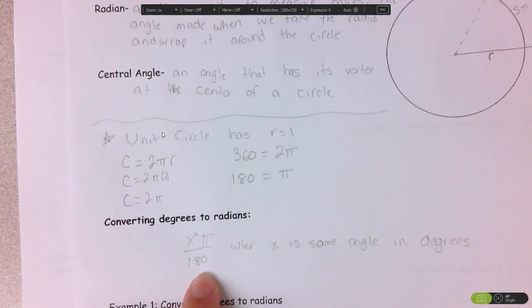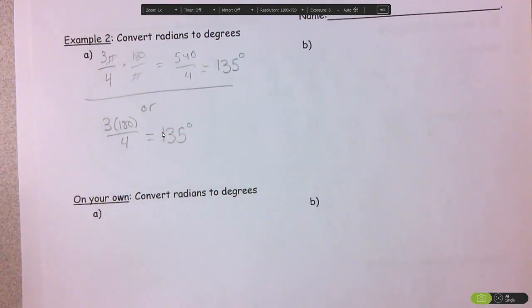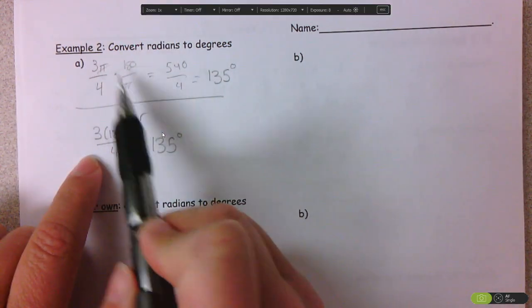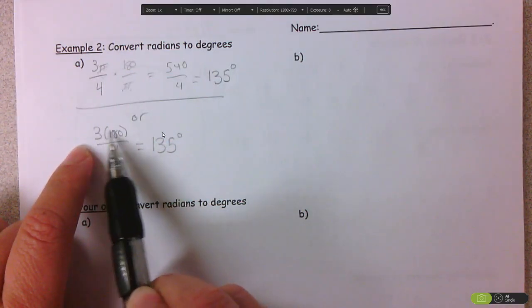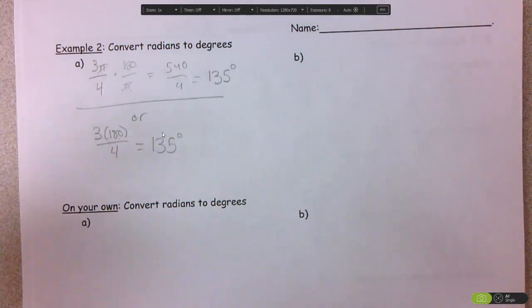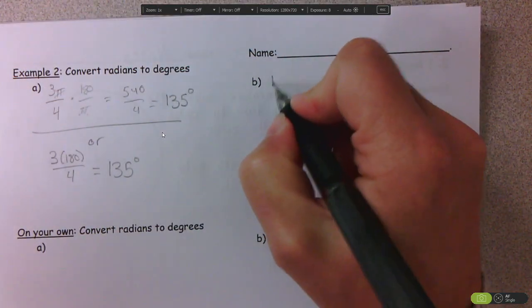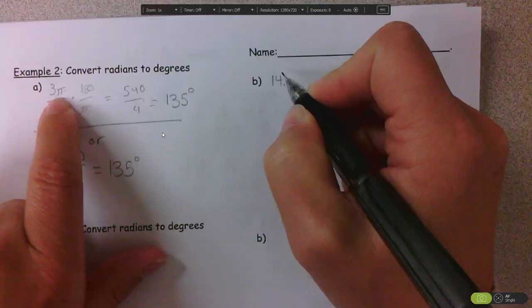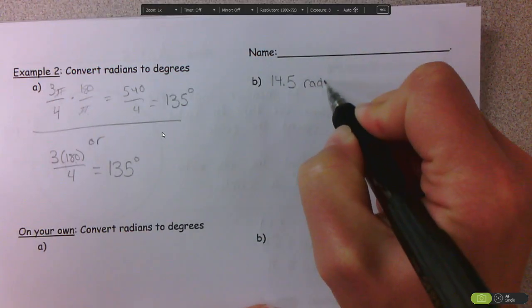If you want to keep it consistent with the front, where you're doing pi over 180 to go from degrees to radians, then you just flip it, 180 over pi, to go the opposite way. That's fine. Or you'll notice the pi's will always cancel out, like we're plugging in 180 for pi anyway. Now, if we don't have a pi symbol, say 14.5 radians.